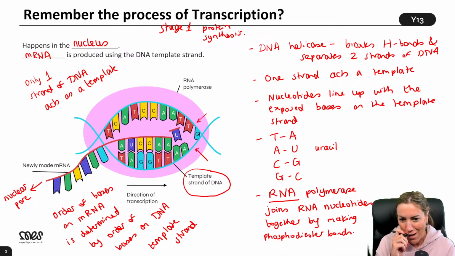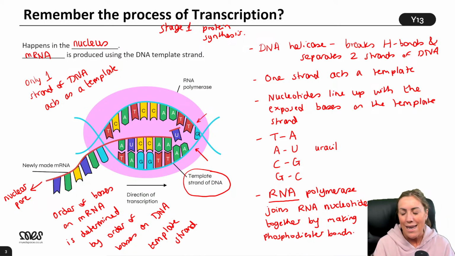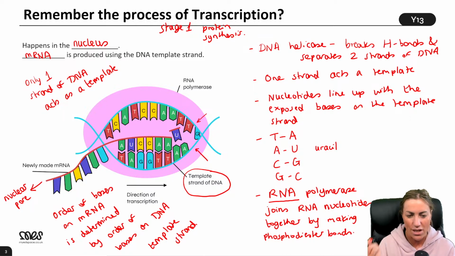How do we remember what kind of bonds are broken and formed? Good question. Don't really have tricks for you, except if it's a polymerase enzyme, like DNA polymerase makes phosphodiester bonds, RNA polymerase makes phosphodiester bonds. You kind of just have to remember that. And then helicase always breaks hydrogen bonds, right? DNA helicase always breaks hydrogen bonds. So you just kind of have to learn it. It's just repetition, isn't it?